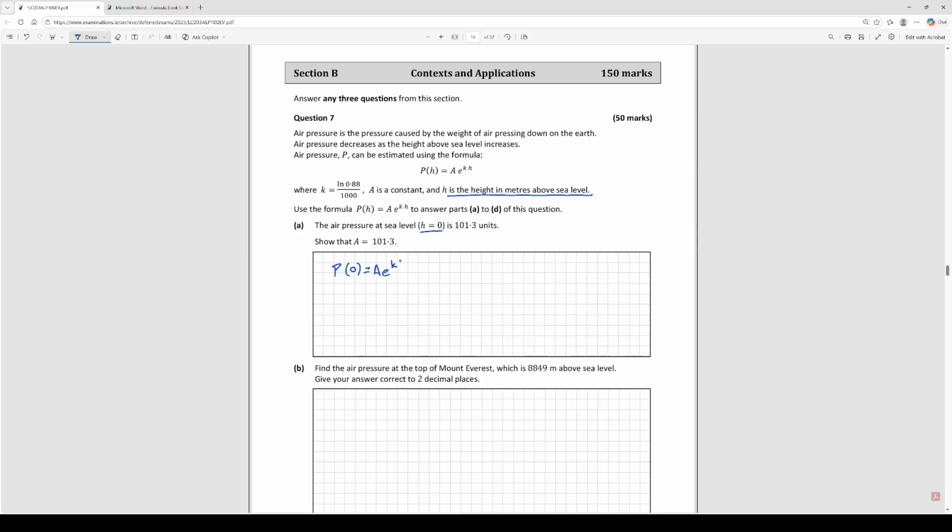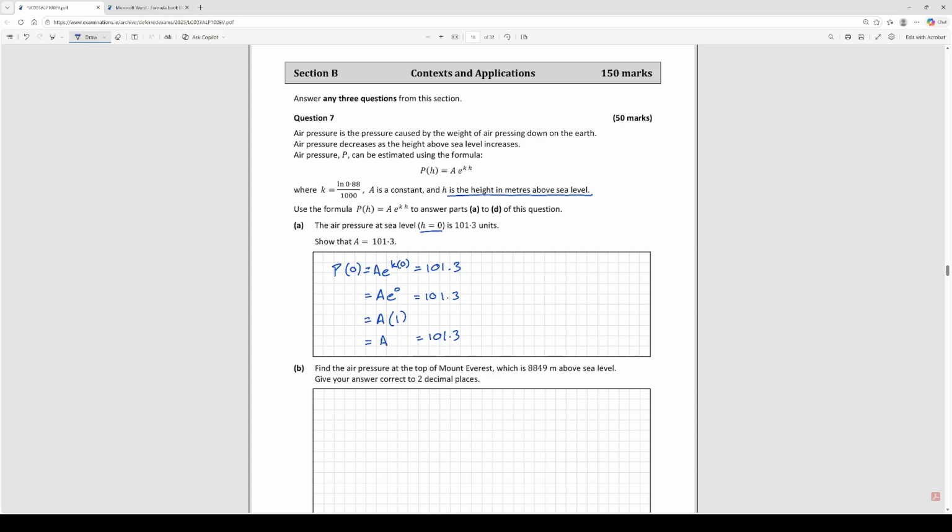So we'll have k multiplied by 0. Now k is this horrendous nonsense, but I don't need to write it in because I'm just going to multiply it by 0. So regardless of what it is, it's just going to end up being 0. And anything to the power of 0 is 1. So that's just A. But they told me that if I subbed in 0, I'd get 101.3 as an answer. So then I have equals 101.3 the whole way down, basically. And yeah, A does end up equaling 101.3, like they asked.